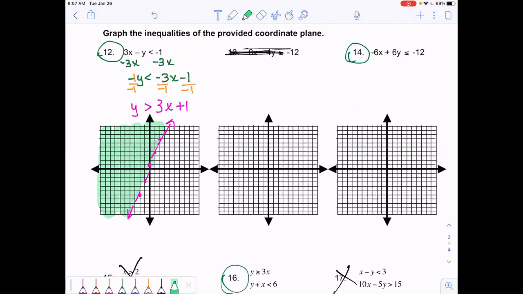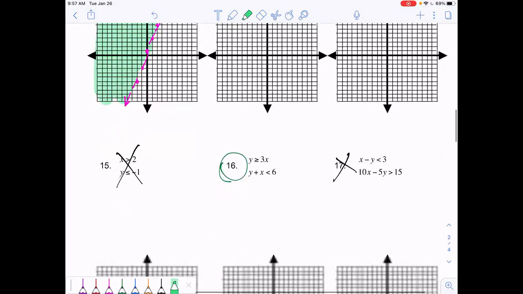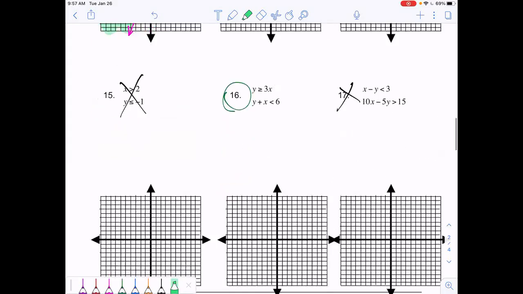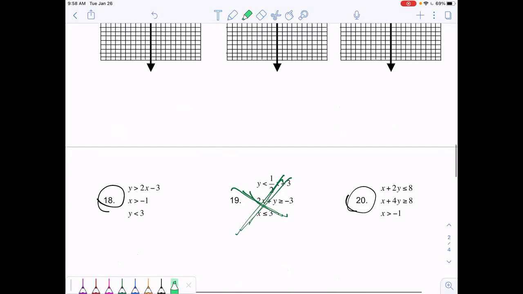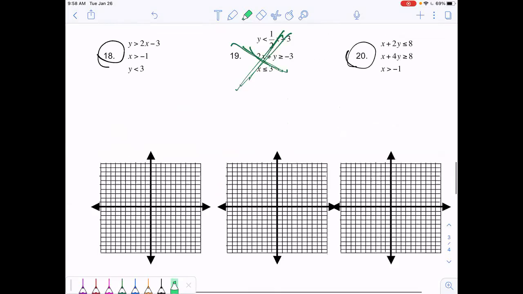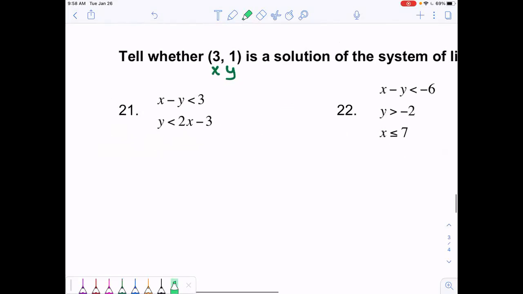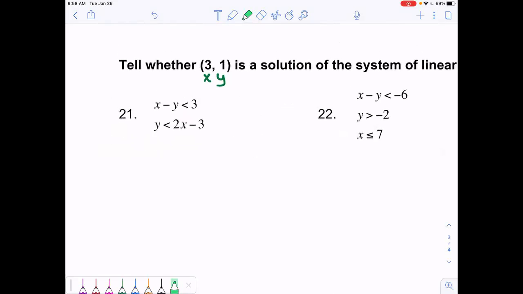So number 14, you would do exactly the same thing. Number 16 is when I need to graph 2. And then 18 and 20 are like we did yesterday, where you're graphing 3. And then the last 3 you have to check to see if it's a solution.